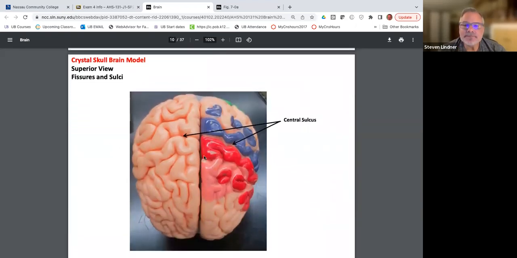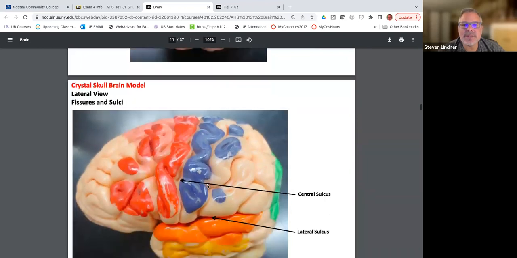Okay, still a superior view. And you could see between the red gyri and this blue gyrus, there is an indentation here called a sulcus, but it's called a central sulcus. This is called the central sulcus.